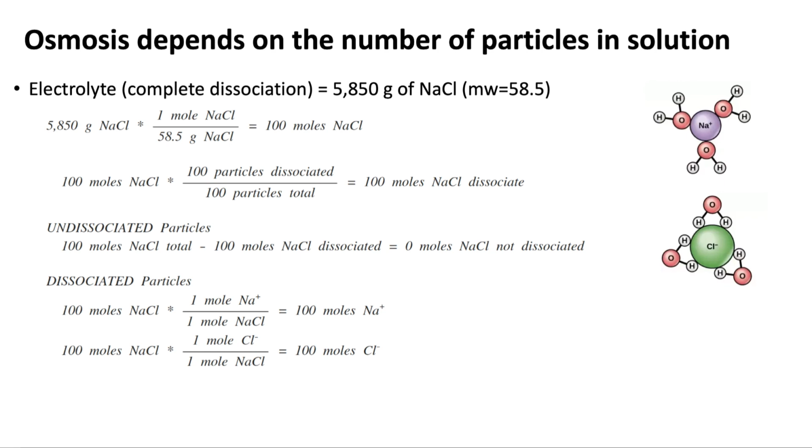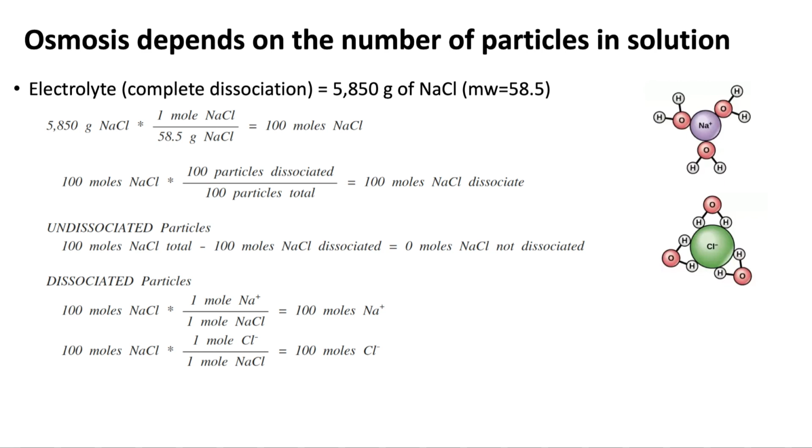Now, how many particles are generated from the dissociated amount of sodium chloride? Keep in mind, we know that it dissociates into 2 particles, 1 sodium and 1 chloride. To calculate that, we start with our 100 moles of sodium chloride and multiply it by the ratio of sodium moles in sodium chloride, which is 1 mole of sodium for every 1 molecule of sodium chloride.